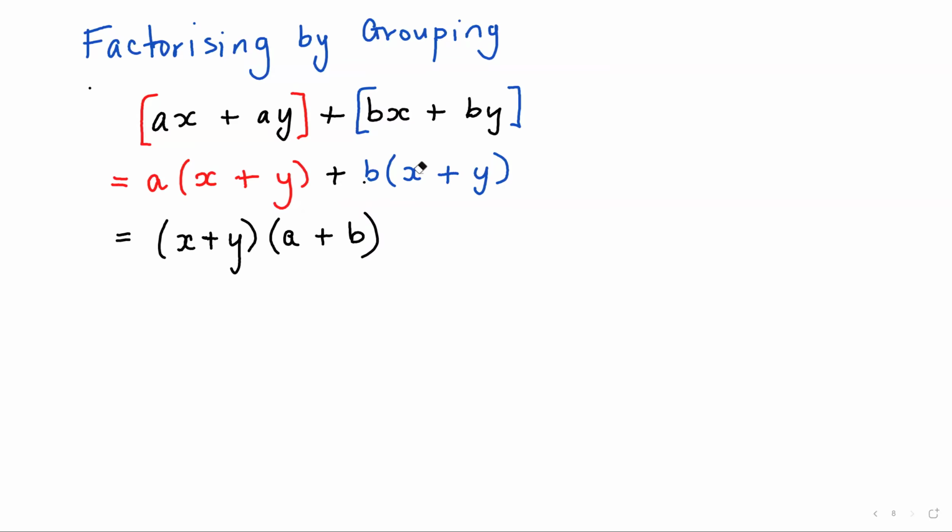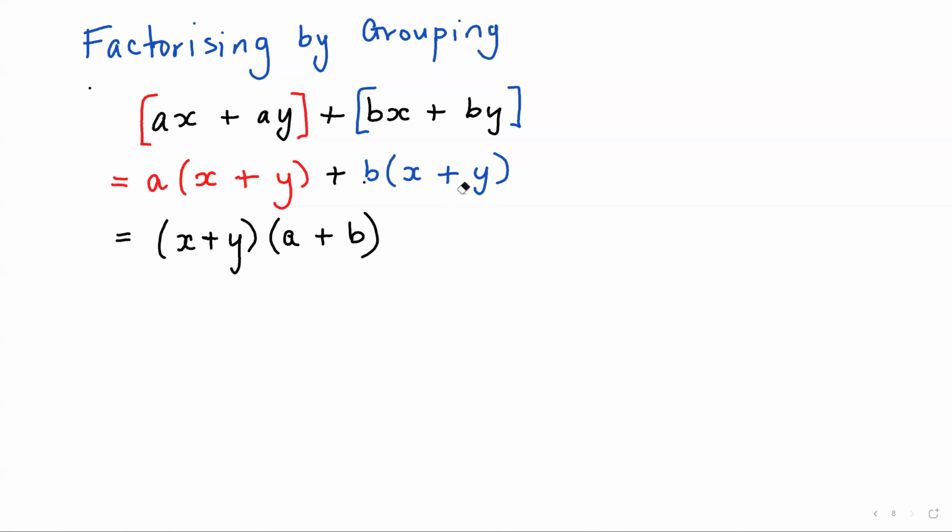The key here is to look for that repeated factor. The repeated factor is what is in brackets. It has to be the exact same terms with the exact same signs. So it's going to be x plus y. Even if it was y plus x, y plus x plus y and y plus x is the same thing. It's the same terms with the same signs. So you're fine to go there.